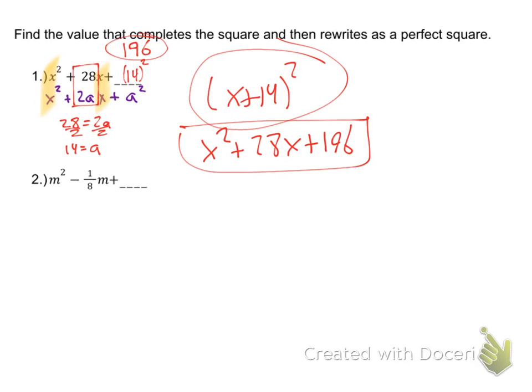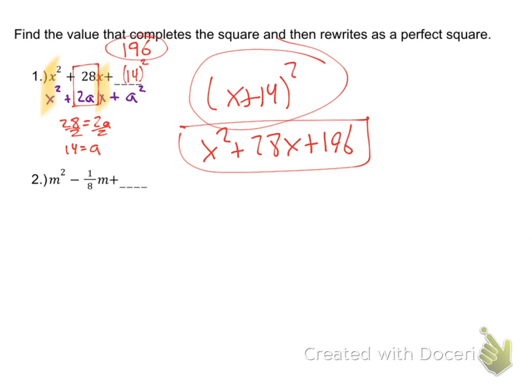Now I'd like you guys to do number 2. m squared minus 1/8 m plus something. Do the exact same thing. Now we have fractions. I cannot fraction bust. Do not multiply everything by 8. First of all, it's not an equation. I cannot do that. You would change it. We want a to be 1, as in the thing in front of the variable squared. I want that to be a 1. 1m squared. 1x squared. Okay?